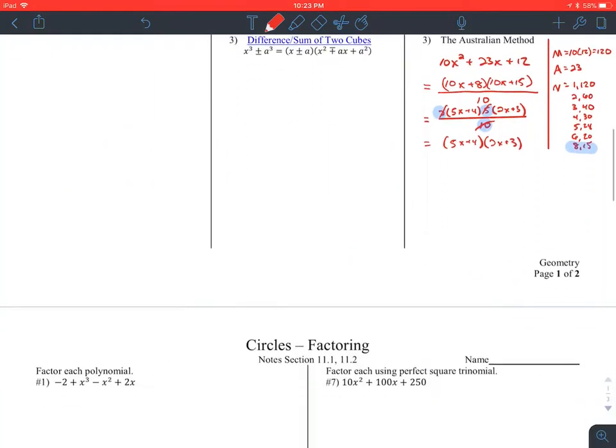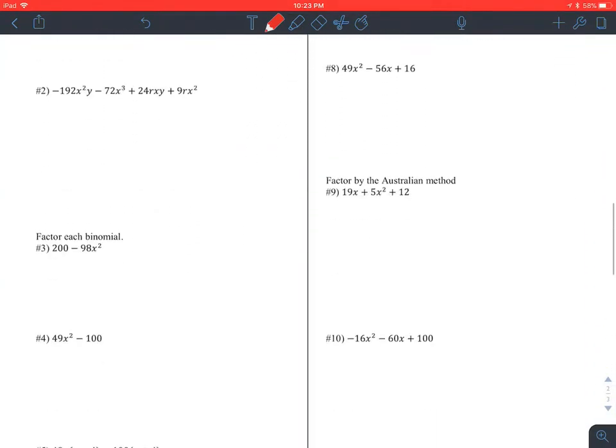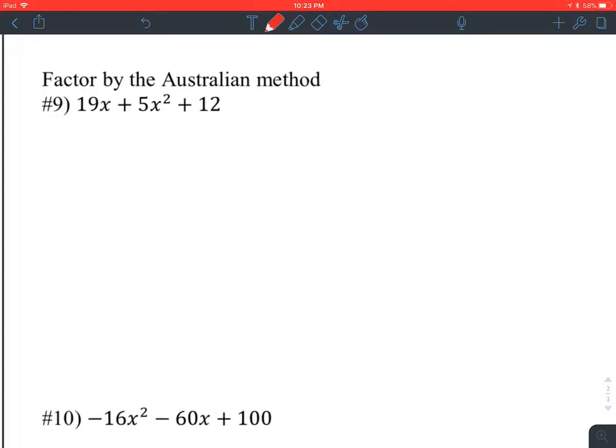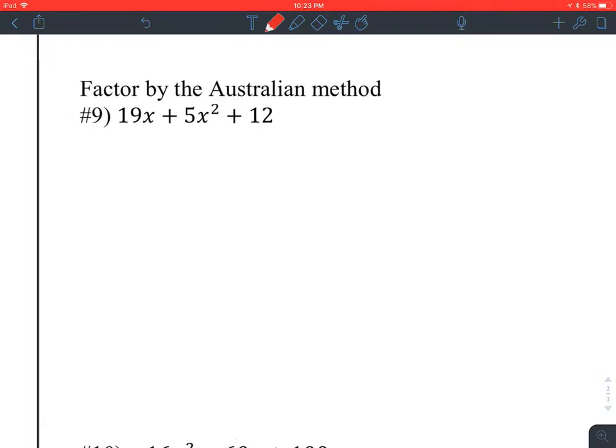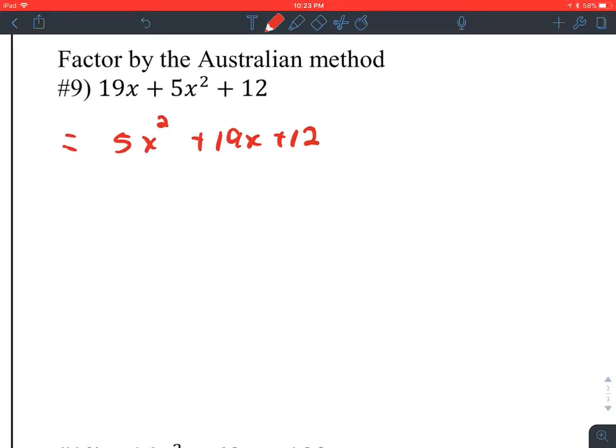Let's do a couple more. Factor by the Australian method. So our pre-steps, we want our terms in descending order, and we want the lead coefficient positive. I'm going to rewrite this as 5x squared plus 19x plus 12. We're going to look for a GCF. In this case, the GCF is 1, so we're going to ignore that.